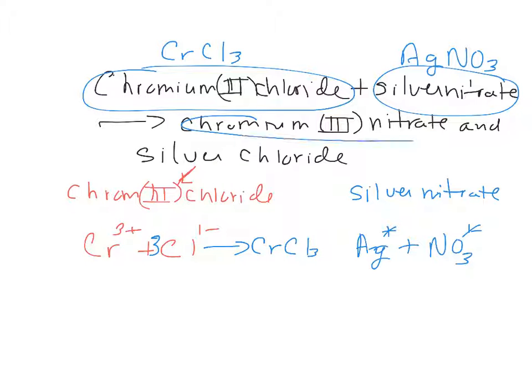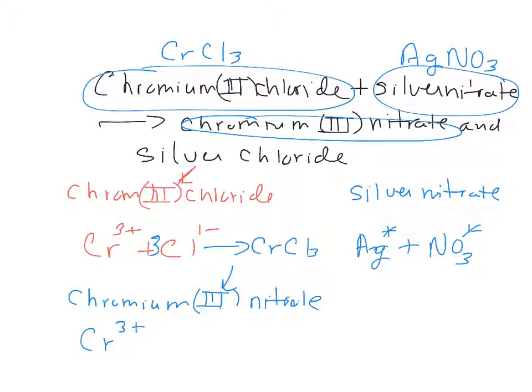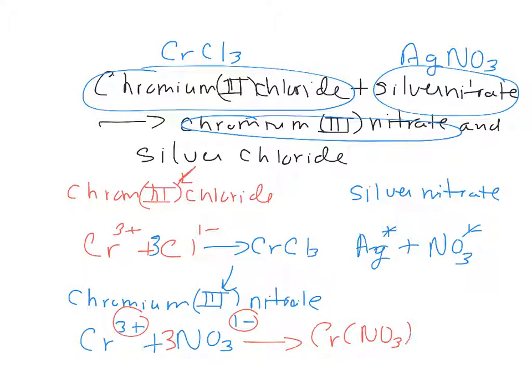Next is chromium 3 nitrate. Chromium 3 nitrate is made from chromium 3 ion. That's the charge and it's positive. It's a transition metal. And nitrate ion, which is -1. And again, this is not balanced, so we need a 3 here because the 3 and the 1 don't add up to a 0 charge. Therefore, the formula is Cr(NO3)3, and that is the formula for chromium 3 nitrate.